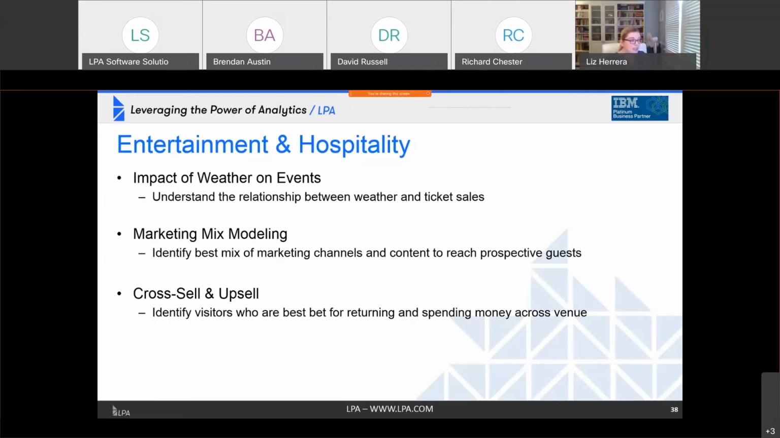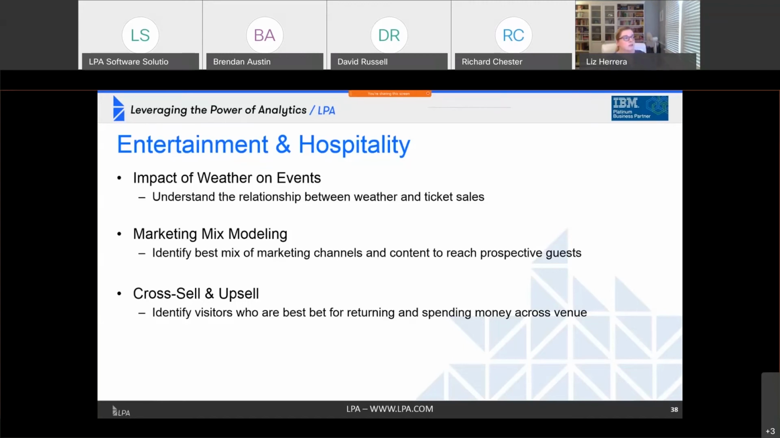Marketing mix modeling. So this essentially is just identifying the best channels and content for marketing, and specifically to look out for new customers. So we did an interesting model to find new prospects, new guests to visit, using the data that they had. And then cross-sell and upsell opportunities.